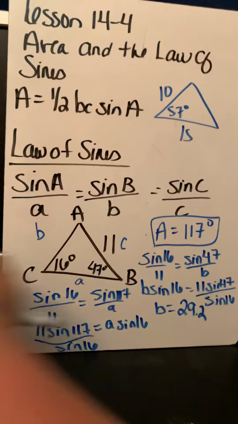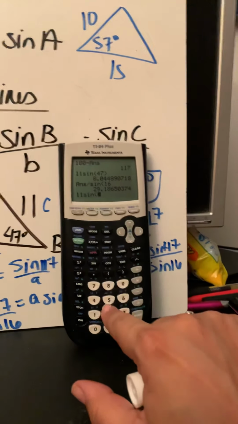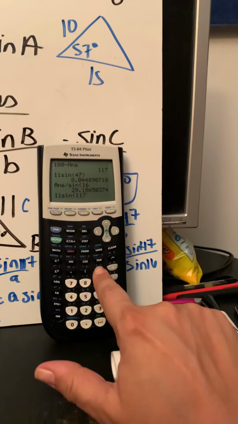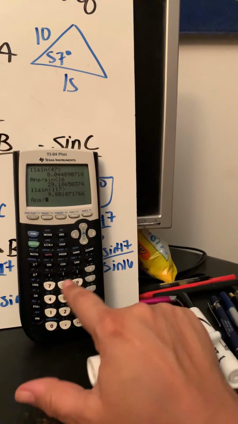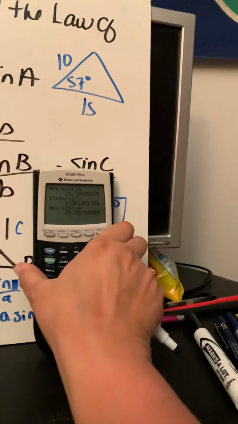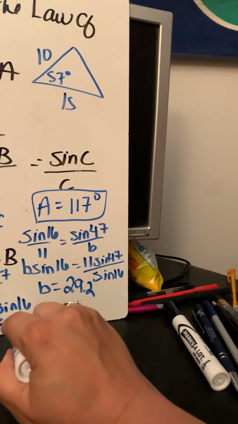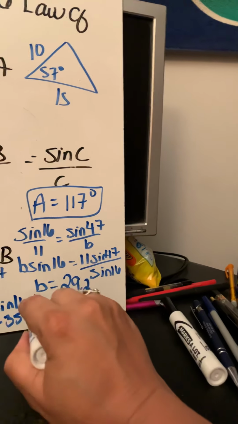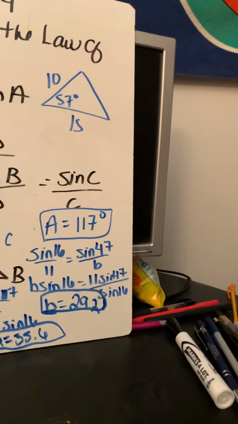Okay, so 11 sine 117, enter, divided by sine 16. 35.6. So that means little a is 35.6. I just found all of my missing parts.